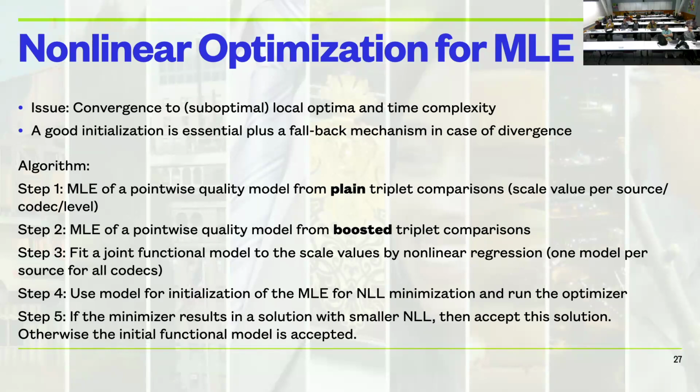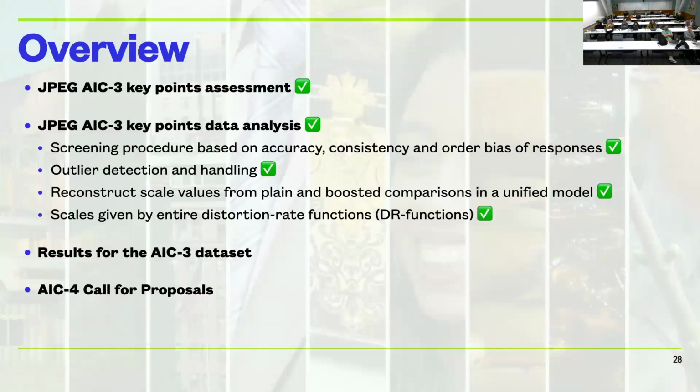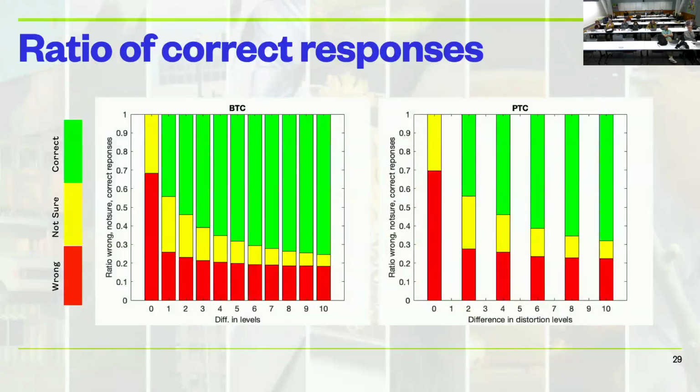And if the optimizer succeeds and gets a negative log likelihood that is better than this initialization, we accept it. And otherwise, we reject it and fall back to the easy to obtain solution from the initialization, which didn't happen in our example with the exponential model. Okay, so we finished this point, key points to data analysis, and now just a couple of slides for the results of the ARC data set.